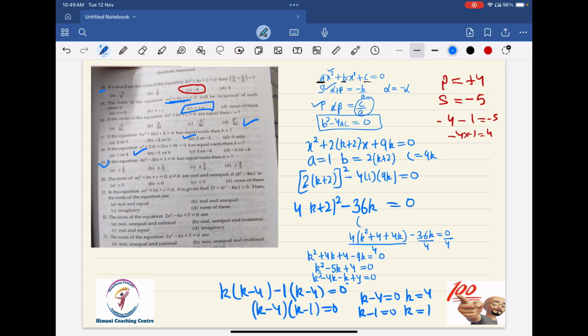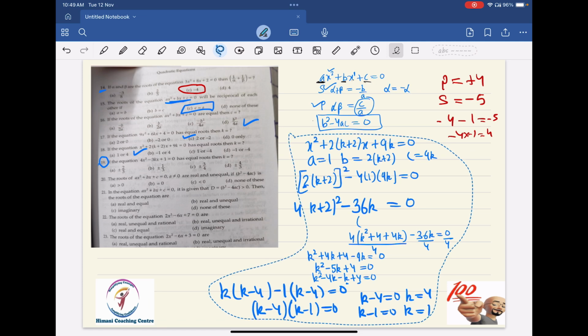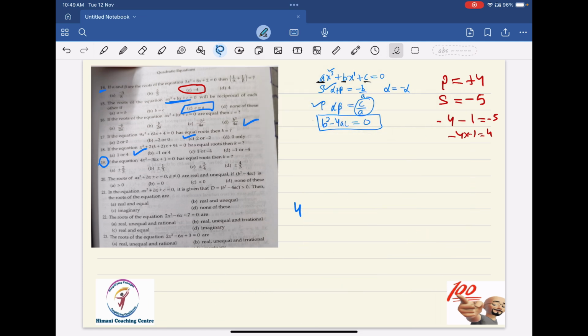Question 19, I would urge you to give it a try yourself and get the answer because it is similar to what we have been doing. It would be good that you solve it yourself and give the answers in the comment. Let us see who gets it right.